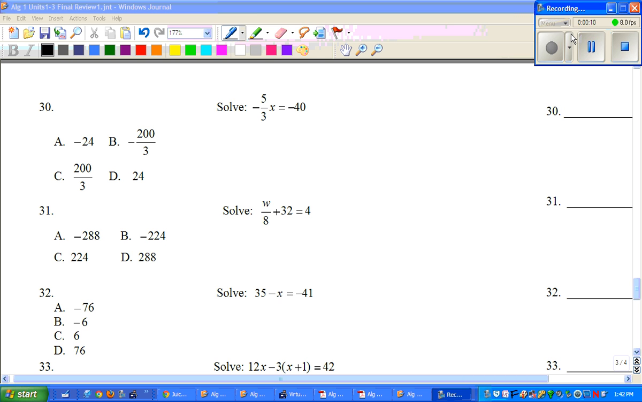We're on the last one, last page. Hopefully you guys have your calculators still out, and let's go through and do this. Alright, number 30 says to solve, so I'm going to use my magic eraser real quick so I've got a little bit more room here.